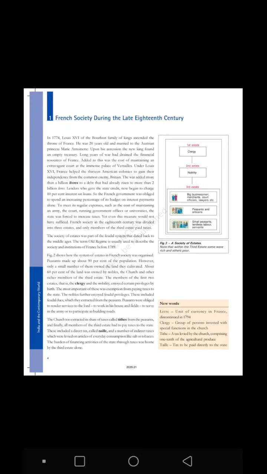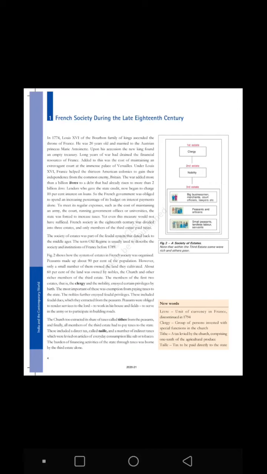Lenders who gave the state credit now began to charge 10% interest on loans. So the French government was obliged to spend an increasing percentage of its budget on interest payments alone to meet its regular expenses, such as the cost of maintaining an army, the court, running government offices or universities. The state was forced to increase taxes. Yet even this measure would not have sufficed.